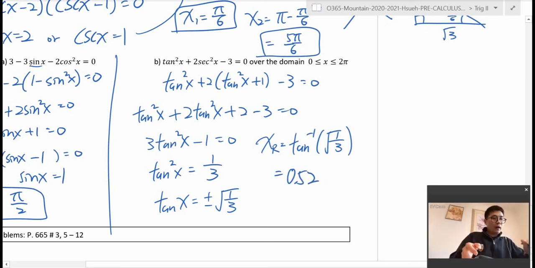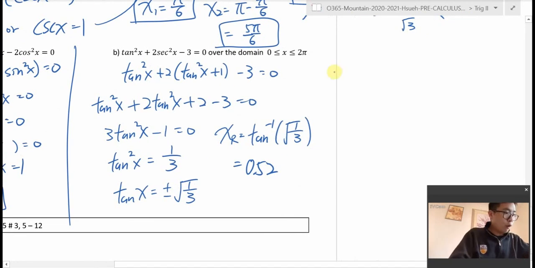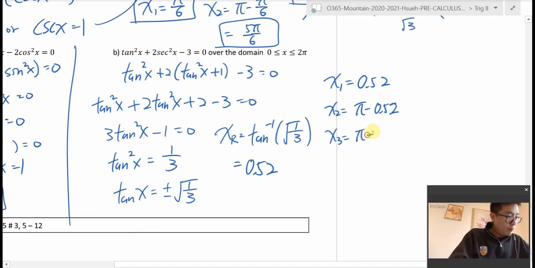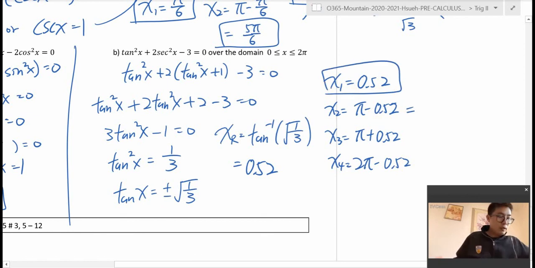Okay, and now we're looking at tangent being both positive and negative. Well, in that case, it will be in all 4 quadrants, right? So we would actually have 4 answers: x1 is 0.52, x2 would be pi minus 0.52, x3 would be pi plus 0.52, and the last answer would be 2 pi minus 0.52. So obviously that's the answer.